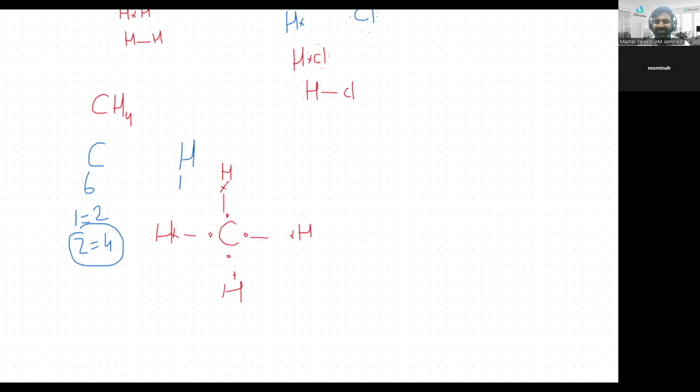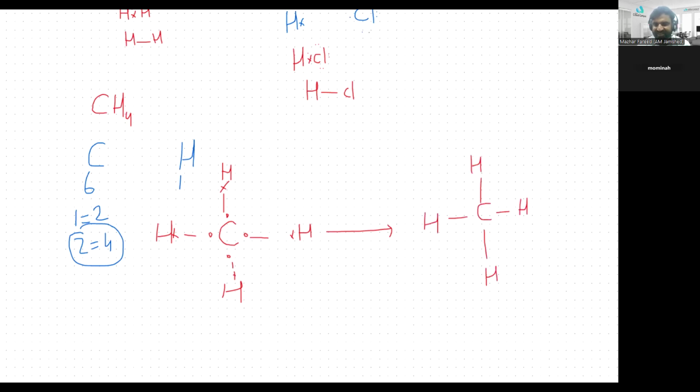Then likewise, four single bonds are formed, because carbon can form four bonds because it has four electrons in the valence shell. The number of bonds depends upon the number of electrons present in the valence shell. So there are single electrons shared, so it is also an example of a single covalent bond. Is it clear?